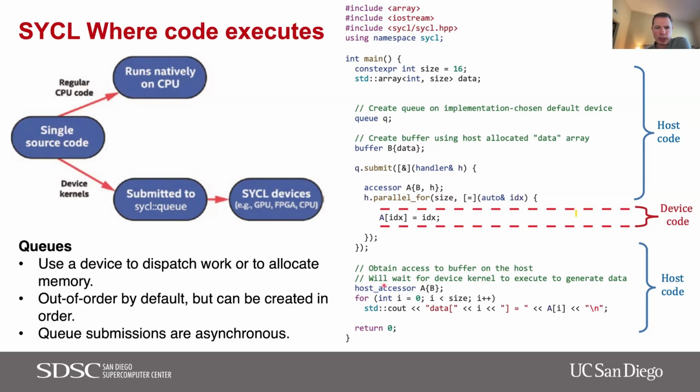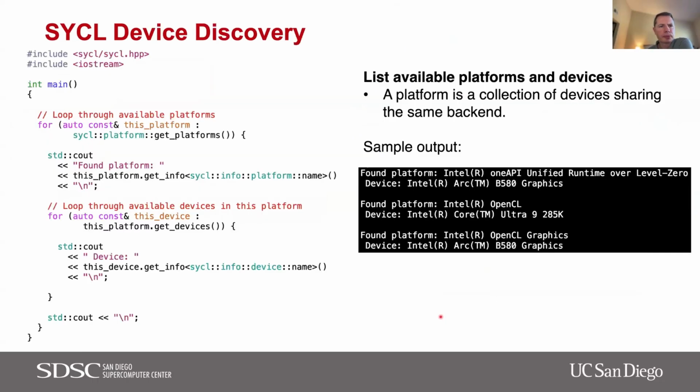And then we need to get access to that buffer again on the host. In this case, it's called a host accessor. We want to have A, basically the data that we've filled in here. And then we can print the results. So that's a very simple SYCL code.